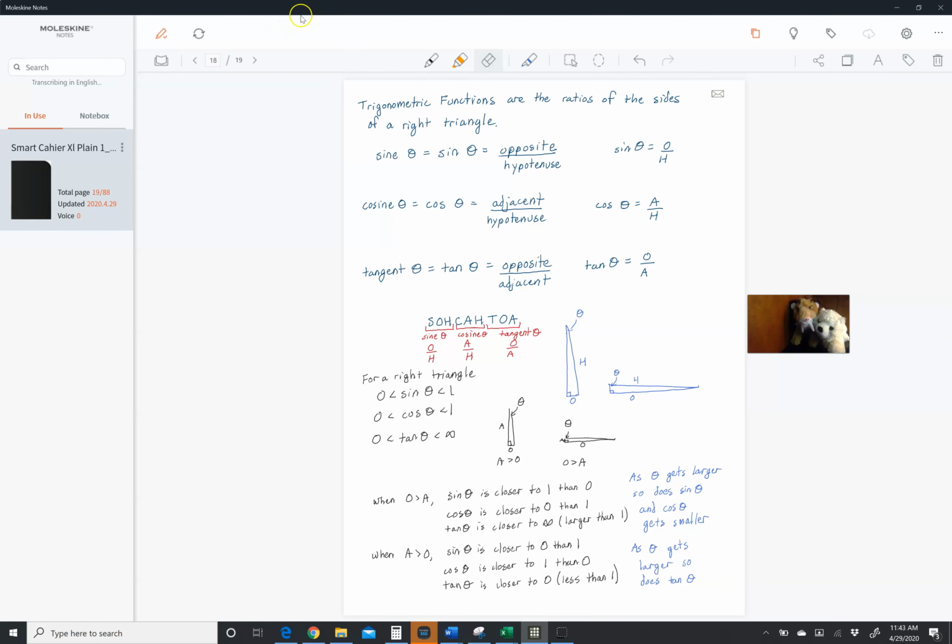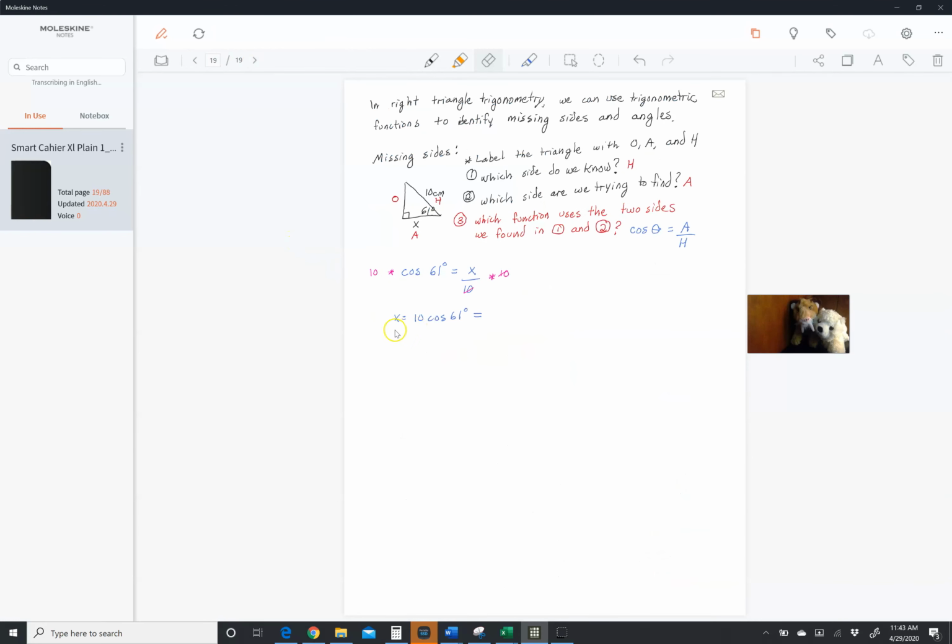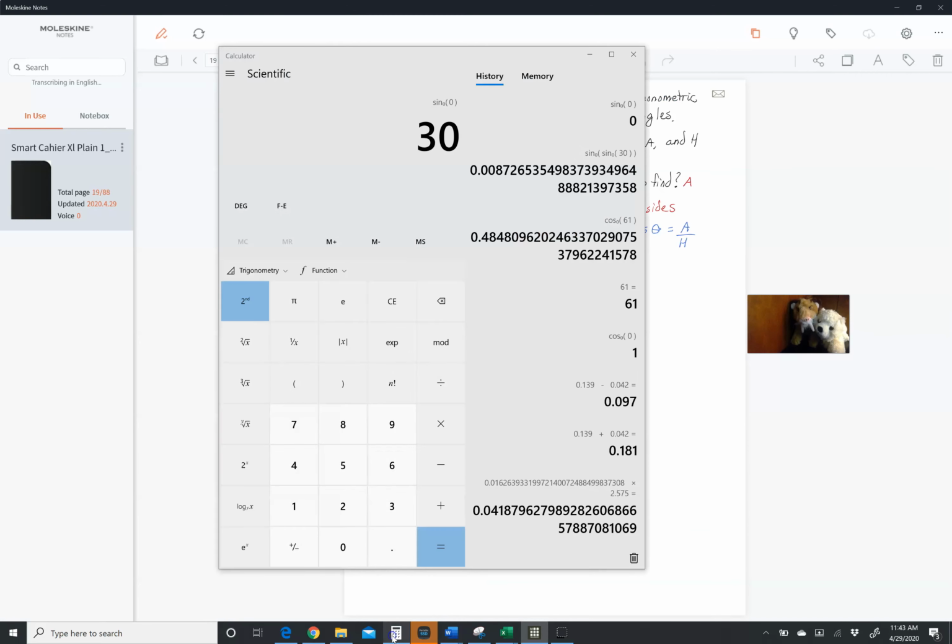Okay, so let's go back and calculate what x is. Let's go back to our calculator. We're going to do the cosine of 61, so I type in 61 and then cosine.